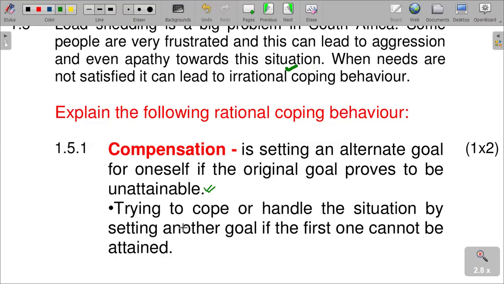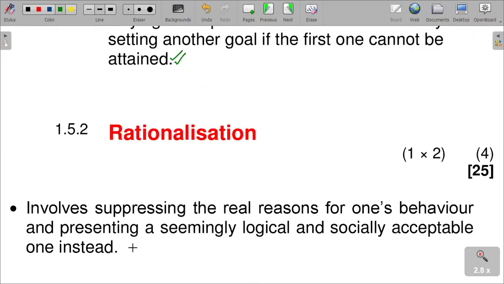So what is expected of a person cannot be achieved. So a person can deviate and set his own alternative goal with regard to what is happening. So we are saying that is compensation. It can also relate to trying to cope or handle the situation by setting another goal if the first goal cannot be attained. So failure to attain the first goal would result in people setting up their own expectations or their own goals as a result of failure to achieve the main goal. So alternatively, people will drive towards whatever they think is the way out. So that is compensation. And then rationalization.